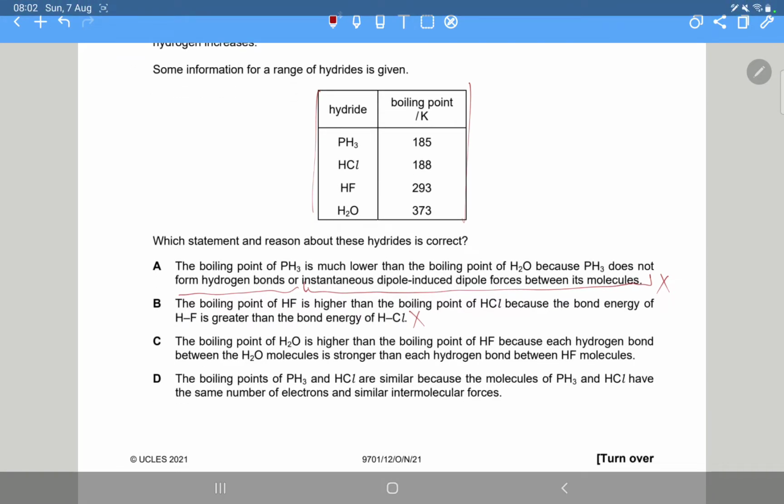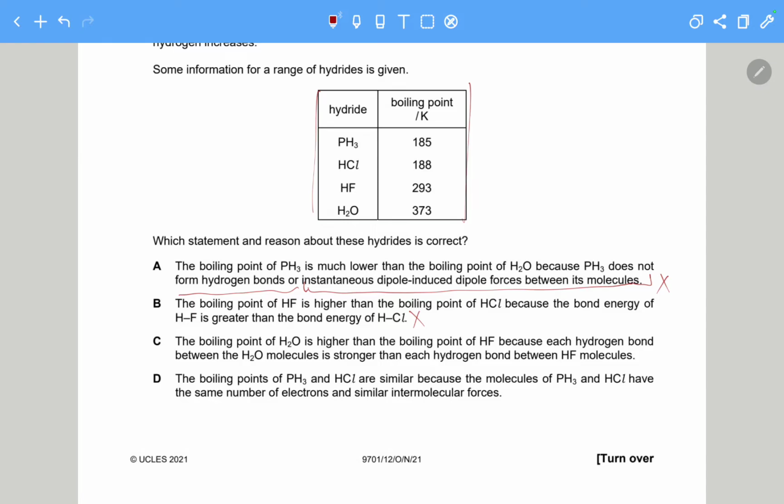Option C, the boiling point of H2O is higher than the boiling point of HF because each hydrogen bond between the water molecules is stronger than each hydrogen bond between HF molecules. This is wrong because the fact that fluorine is more electronegative than oxygen will mean that the hydrogen bonds between HF molecules will be stronger than the hydrogen bond between water molecules. So this option is wrong, and then option D is the only option left.